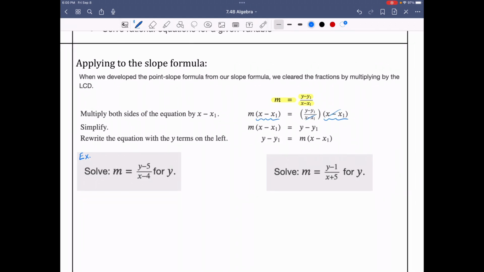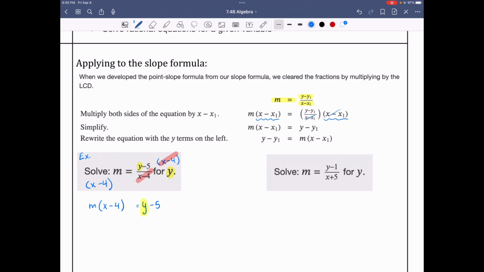To do that, we're going to multiply both sides by the denominator, x minus 4, because then that can cancel, leaving us with just y minus 5. On the other side of the equation, we would have m times x minus 4. We don't need to distribute. All we're trying to do is isolate y, because we're solving for y.